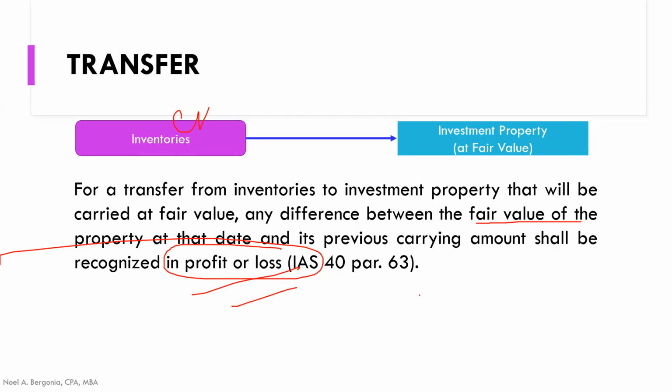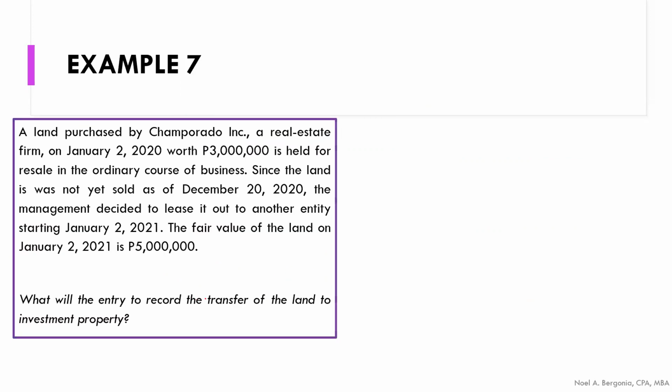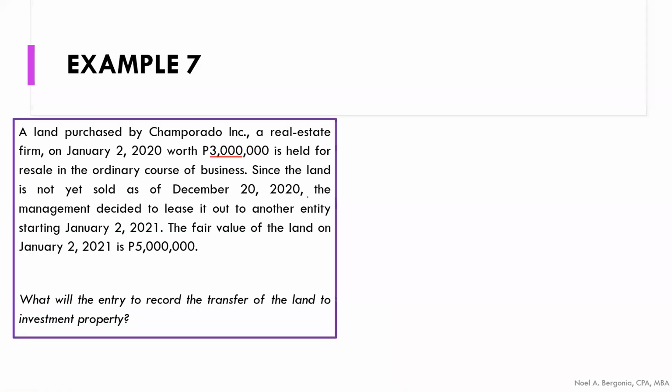So, to show you, here is our example for this transfer. Again, we are asked for the entry. So a land purchased by Champorado Incorporated, a real estate firm on January 2, 2020, worth 3 million is held for resale in the ordinary course of business. Now, since the land is not yet sold as of December 30, 2020, the management decided to lease it out to another entity starting January 2. Okay, so ayun na, ipapa-lease out na siya under operating lease. Now, the fair value of the land is 5 million on January 2, 2021.